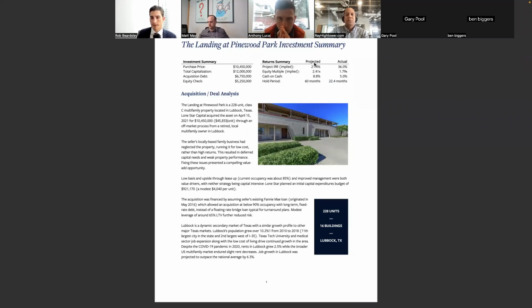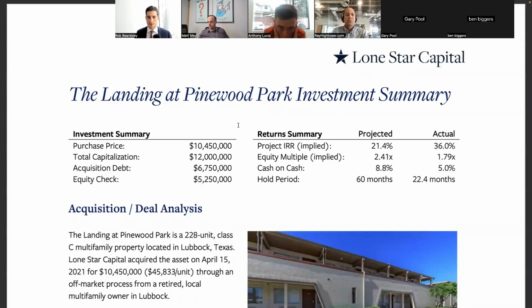So just to go over the projected versus actual, we projected 21.4. Maybe I can make this bigger for you guys as well. Is this better or is this too big? Better. It's a lot better.